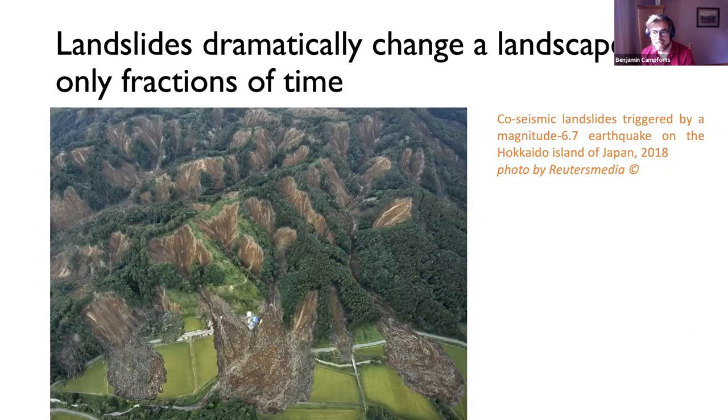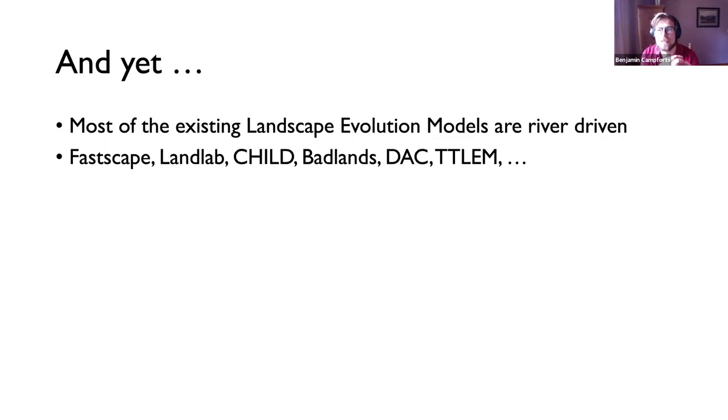This is illustrated on this picture, where you see the effect of co-seismic landslides triggered by a magnitude 6.7 earthquake on the Hokkaido island of Japan. Not only is it obvious that these landslides mobilized a lot of sediment, they completely changed the outlook of the landscape. And yet, in most of our current landscape evolution models, we do not explicitly simulate the impact of these landslides.